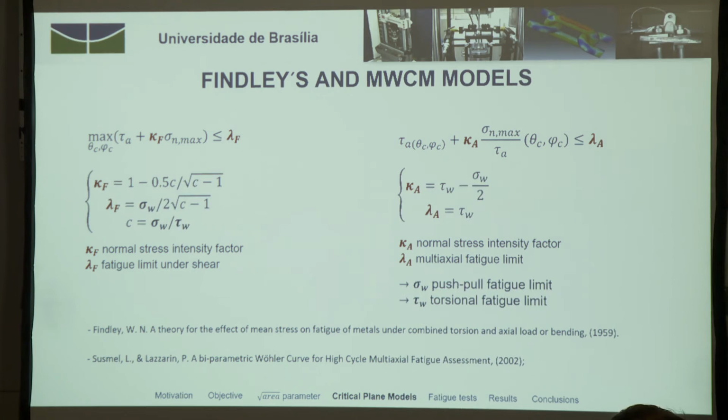So our proposal is to calibrate the multiaxial fatigue models to obtain these constants using the limits obtained by the square root of area parameter, instead of using experimentally obtained ones. The advantage of this approach is the simplicity of calibrating these models, because we don't need to perform any experimental tests to obtain the constants to use in these multiaxial fatigue models.